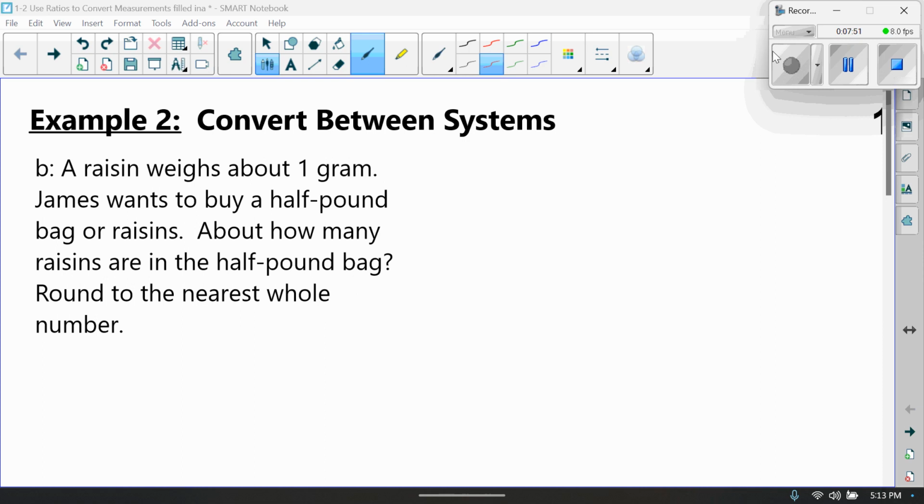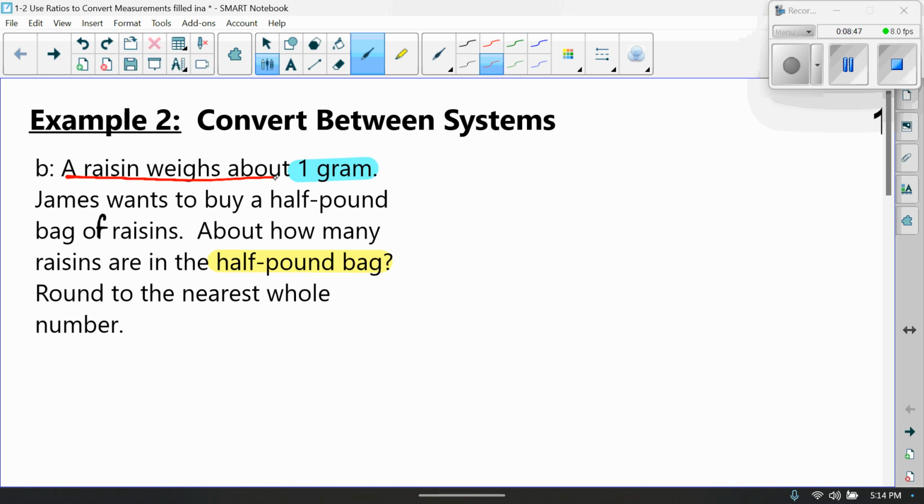All right, so for example 2, if we want to convert again, it says a raisin weighs about 1 gram. James wants to buy a half-pound bag of raisins. About how many raisins are in the half-pound bag? And we want to round it to the nearest whole number. So we're looking to get from pounds, because this is a half-pound bag, to grams. We want to know how many grams are in that half-pound bag. The reason we want to know that is because a raisin weighs about 1 gram. So we want to go from pounds to grams.